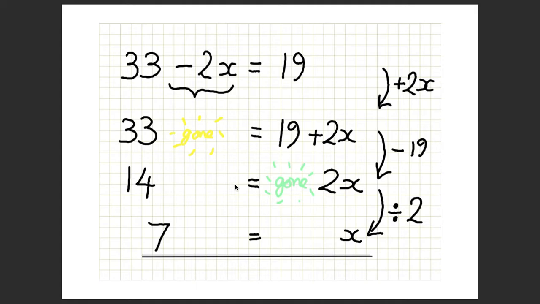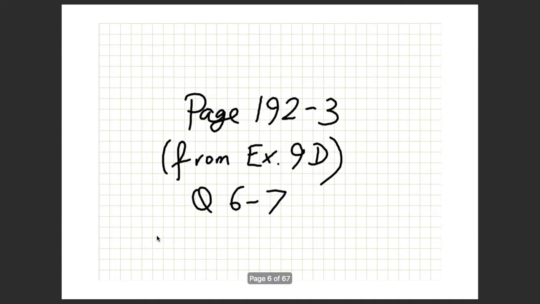So I've got it down to 14 is equal to 2x, but I don't want to know what 2x's are. I'd like to know what x is on its own. So I divide everything by 2. I've got to do that on the left as well. So I end up with x is equal to 7. Okay, so there are some exercises there from the book to try. If you're watching this because you're on lockdown again, then you may not have the book accessible to you, but that's okay for now.